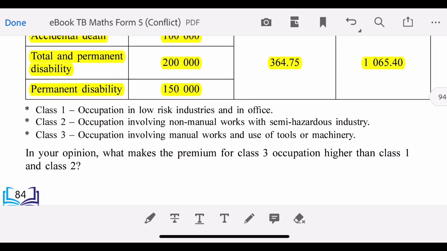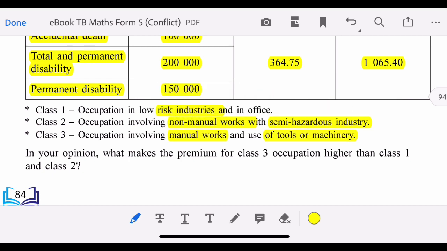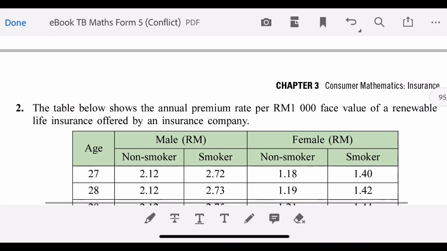Class 1 is occupation in a low risk industry, class 2 is non-manual work and semi-hazardous industry, and class 3 is manual work and tools of machinery. So in your opinion, what makes the premium for class 3 occupation higher than class 1 and class 2? You have to explain your answer.